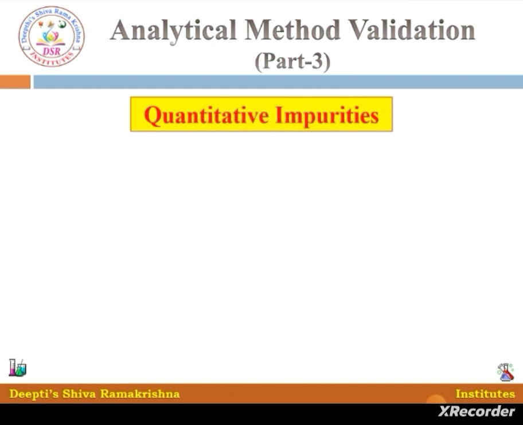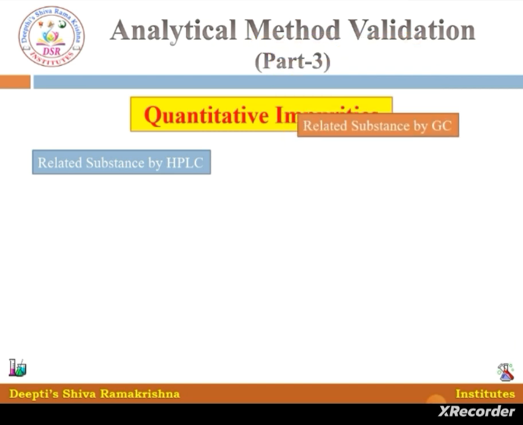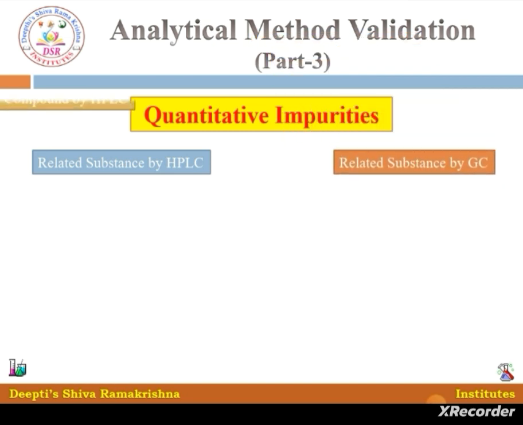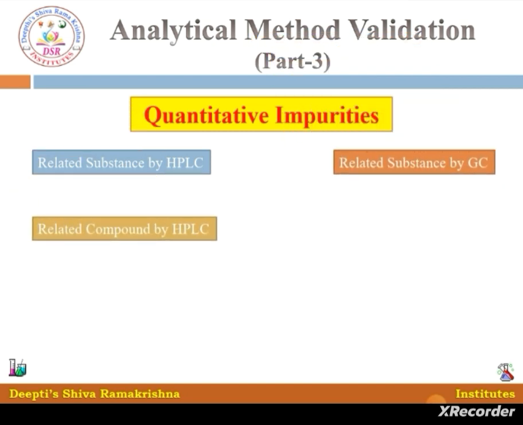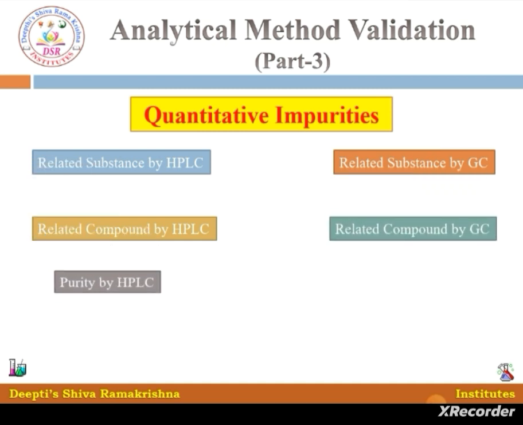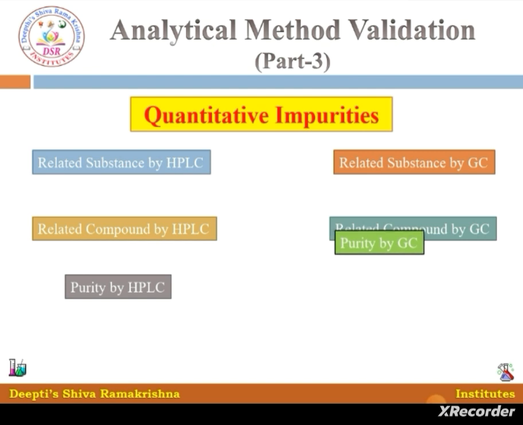And coming to quantitative impurities, these are related substances by HPLC, related substances by GC, related compound by HPLC, related compound by GC, purity by HPLC, and purity by GC. These types of tests come under the quantitative impurity category.